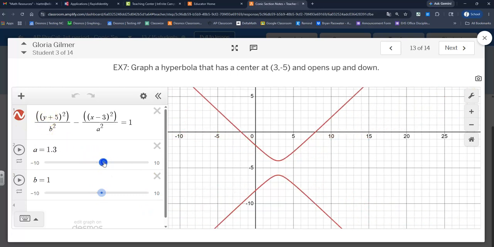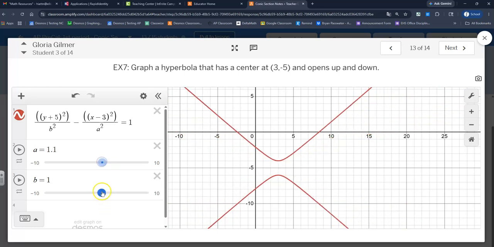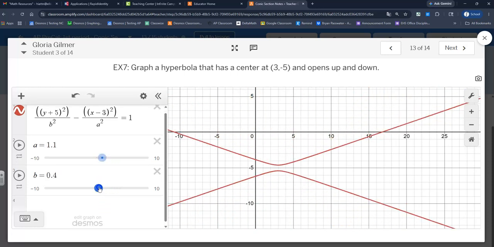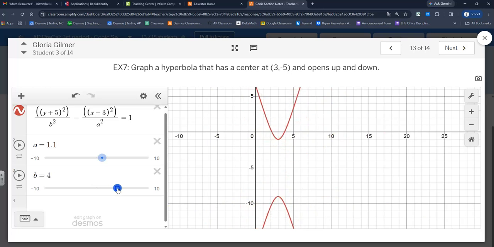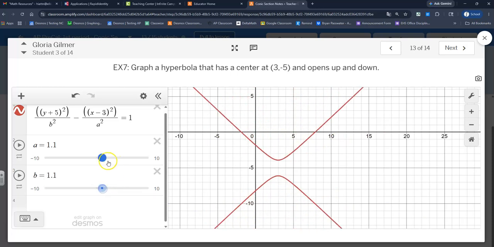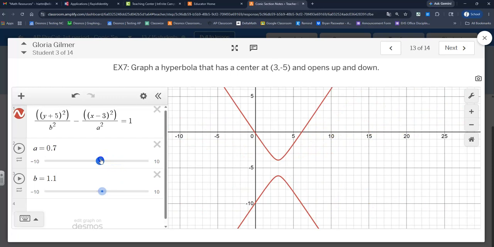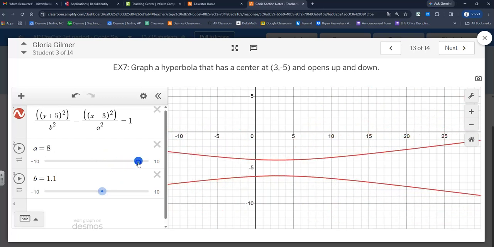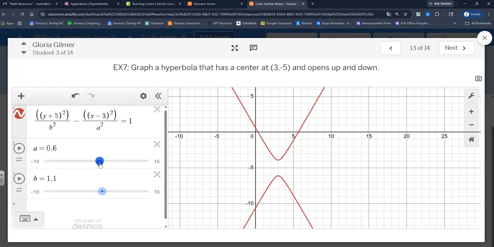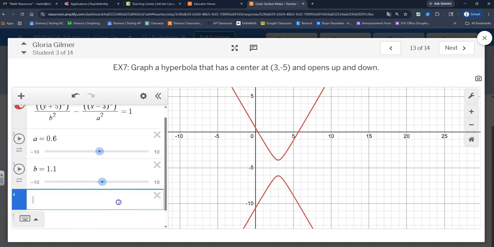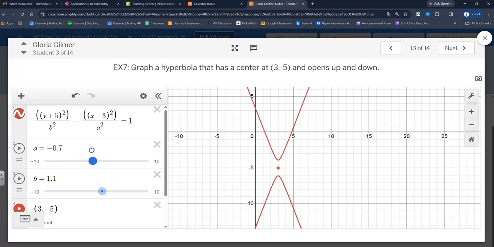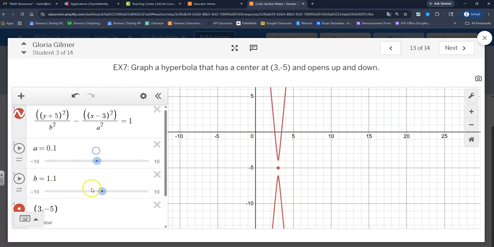Notice this person used sliders, so this is a good one to click on right here. You can adjust these numbers, and it changes what that hyperbola looks like. You can see A doesn't really change anything about the center, or nothing changes about the center either way. Center's in the same spot right there. We got 3, -5. It stays there. But this sort of makes it wider or shorter.